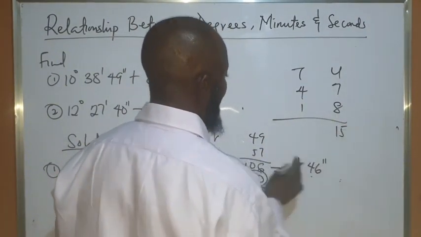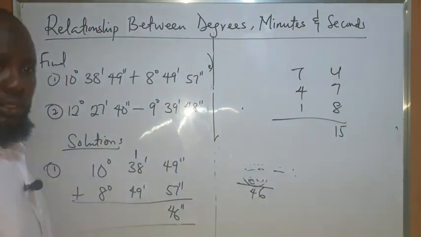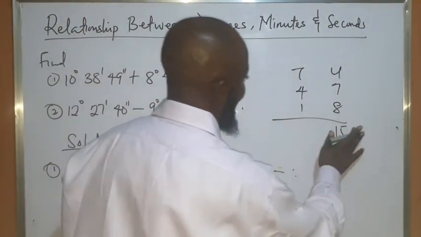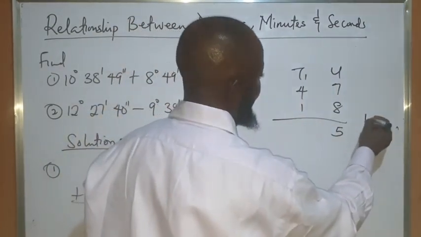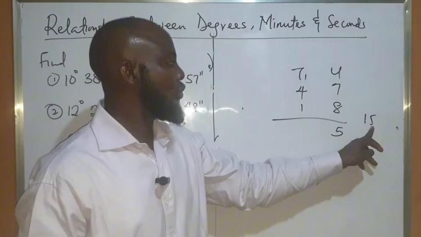We can write 15 here. There's something like 15 units. So what are we going to do? We write 5 and carry 1. Because 15, we are going to write 5 down.